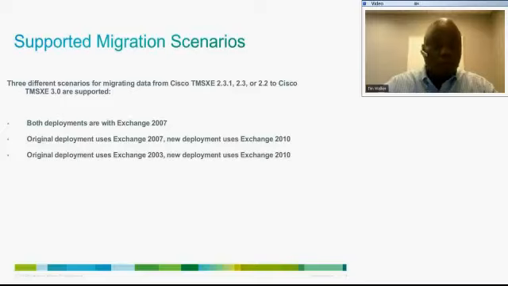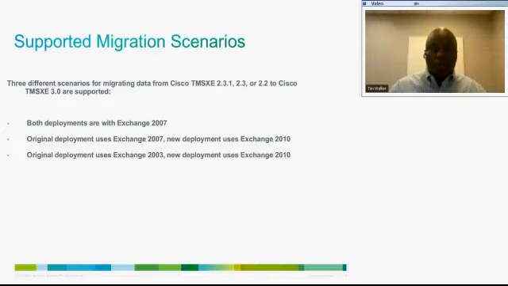With one of those versions, we support the migration in an environment where both deployments are going to be using Exchange 2007. So my existing deployment of, say, TMSXE 2.2 is running on Exchange 2007. I'm going to deploy the TMSXE 3.0, and I want to perform a migration. I can do that without any additional steps.